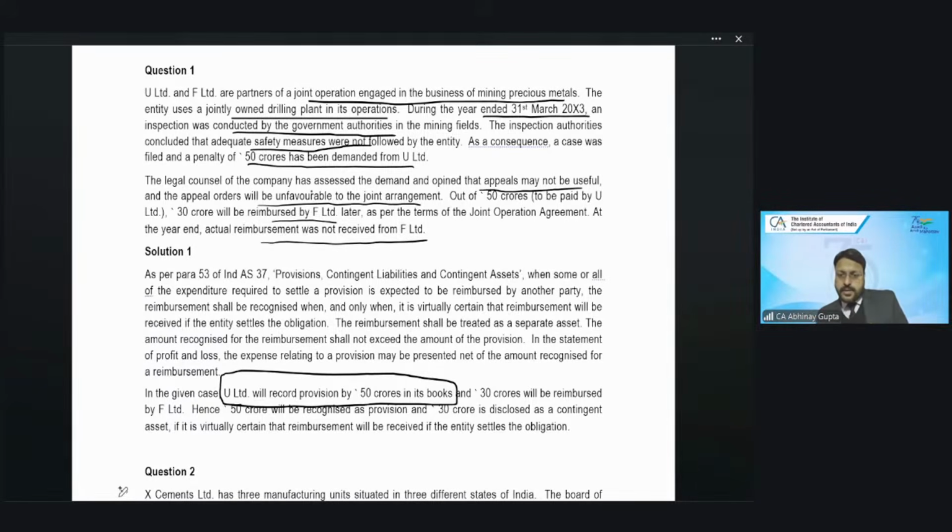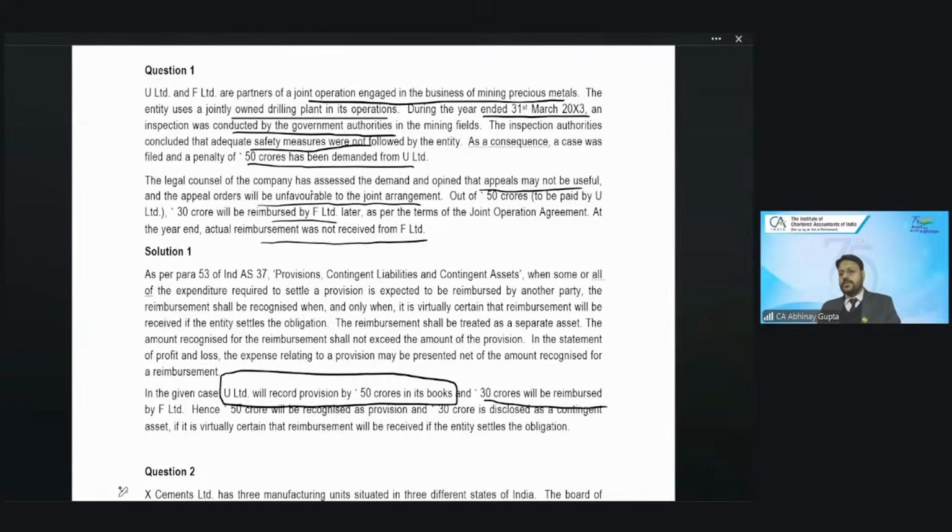Because U Limited has the right to receive 30 crores from F Limited as per the terms of the joint arrangement, right? But will that 30 crore be recognized as a receivable from F Limited, or will it be disclosed as a contingent asset in the books of account? What do you think? It has to be disclosed, not recorded, because the reimbursement was not received by them.